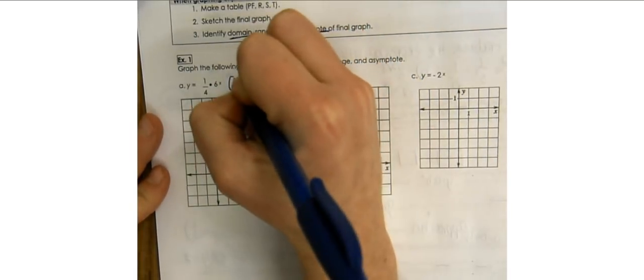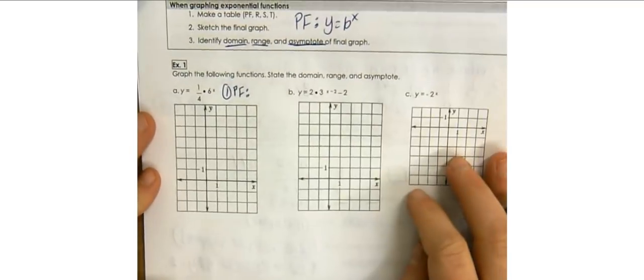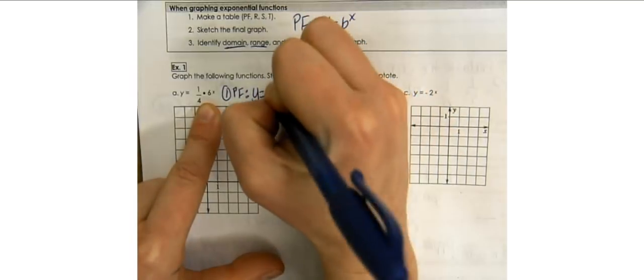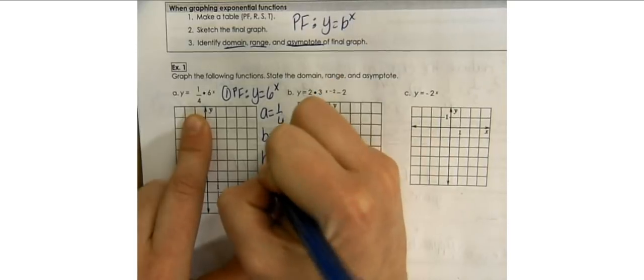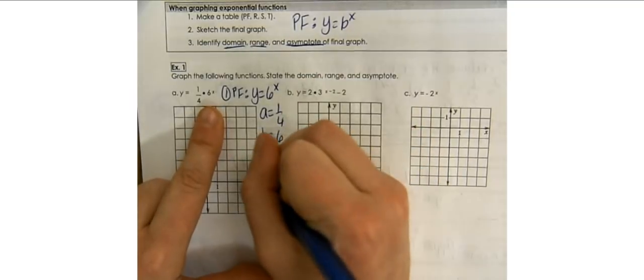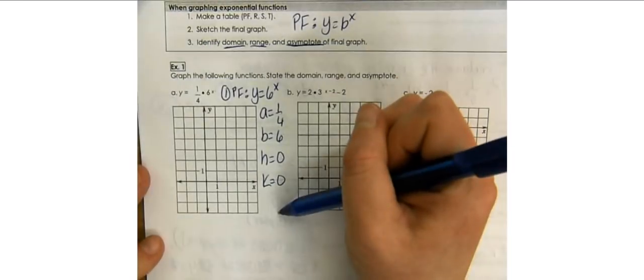For all of these problems, I strongly recommend that you identify the following things. The first thing I want you to identify is the parent function. Remember that your parent function is y equals b to the x power. So in this case, our b value is 6. So our parent function is y equals 6 to the x power. I also recommend that you identify your a value. In this case, it's 1/4. Our b value is 6. Our h value, we're not adding anything in the exponent, so that's 0. And then our k value is also 0 because we're not adding anything on the outside. So always identify that information first.